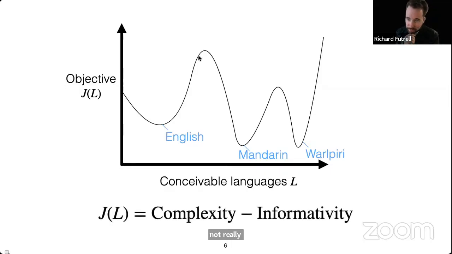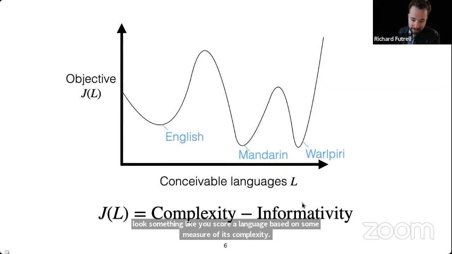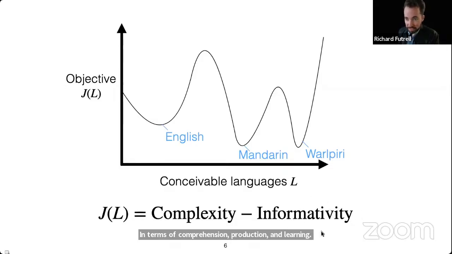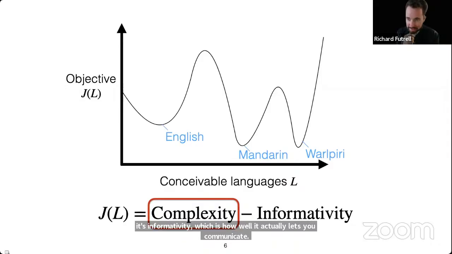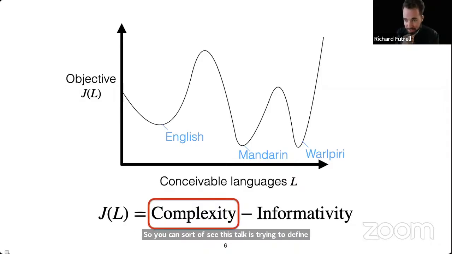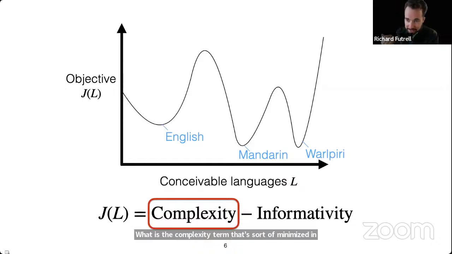And taking the functional approach, this function should look something like you score a language based on some measure of its complexity in terms of comprehension, production, and learning, and its informativity, which is how well it actually lets you communicate. So you can sort of see this talk as trying to define this complexity term. What is the complexity term that's minimized in languages? And we want a complexity term that actually grounds out in real cognitive constraints that we can measure independently.